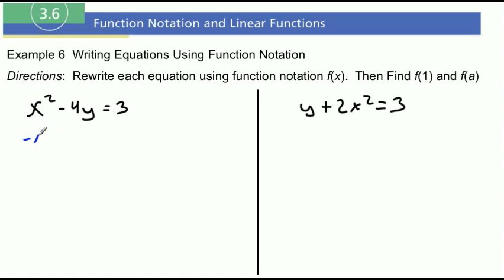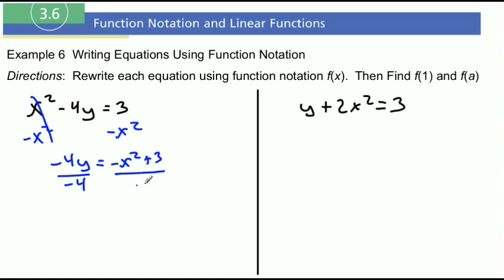I'm going to move this x squared term over. So we have negative 4y equals negative x squared plus 3. All right, and then I'm going to divide both sides by negative 4. So now I'm left with y equals negative x squared plus 3 all over negative 4.